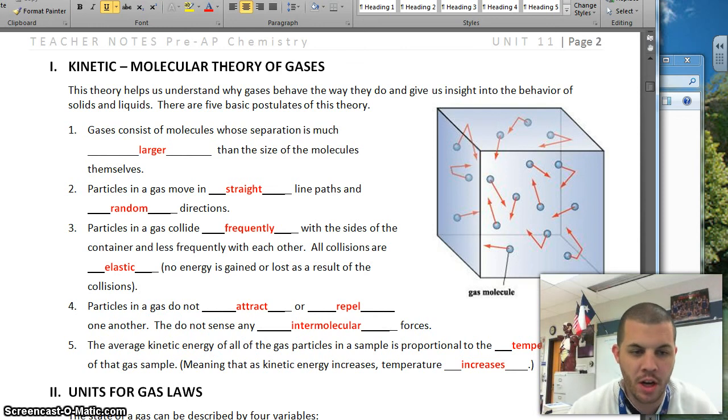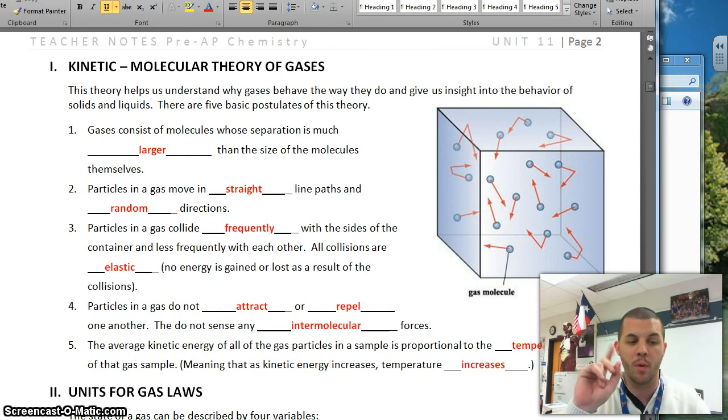Welcome to Gas Laws. We're going to take a look at all of the fun and fantastic things that gases do. And before we can understand any of that, we have to understand something called the kinetic molecular theory of gases. There are 5 postulates to the kinetic molecular theory.